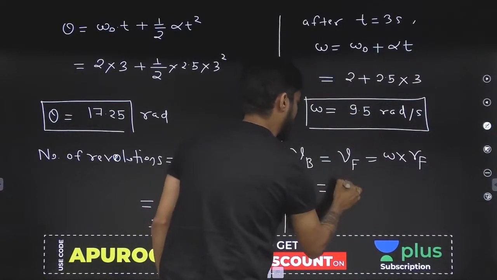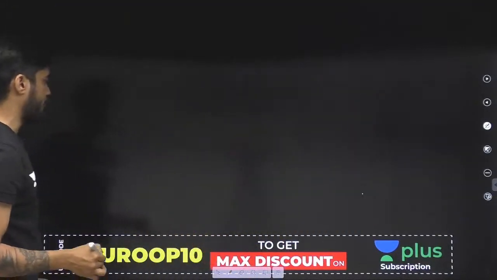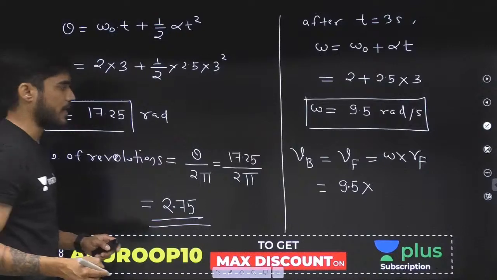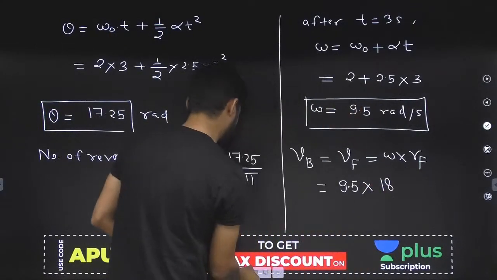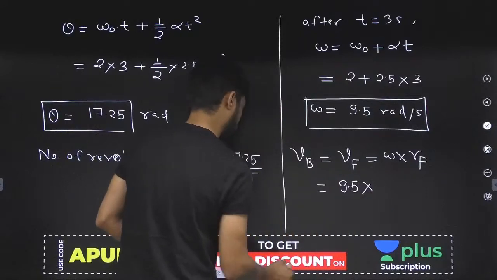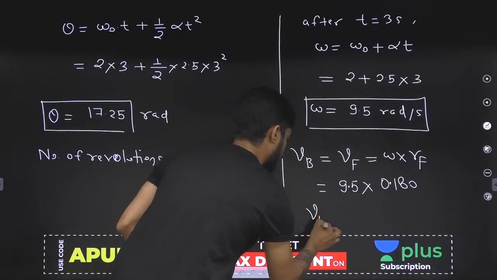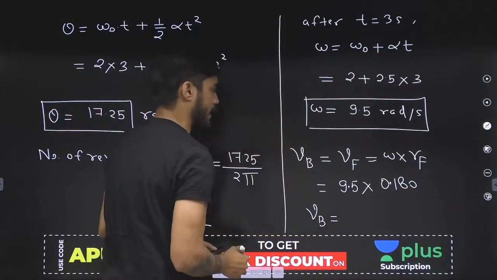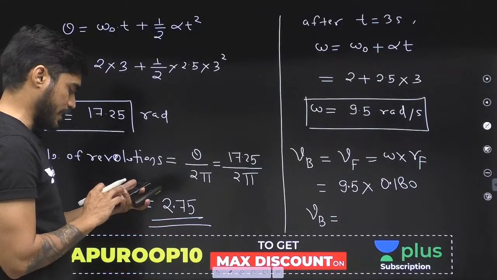Okay, so omega is 9.5 and r of F is how much? 180 mm. Okay, 180 mm. So I will write it in meter, 0.18. So how much will I get, beta? 9.5 into 0.18, कितना आएगा?